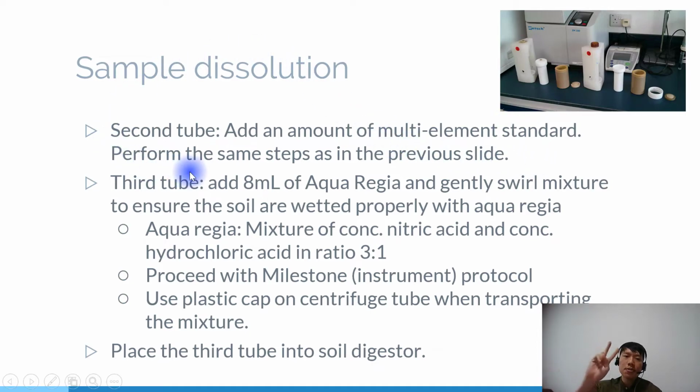Now for the second tube, you add an amount of the multi-element standards. So there are always standards given to you because you are trying to compare against the sample. Perform the same steps as the previous slide, okay? Then for the third tube, you add 8 ml of aqua regia and then you gently mix to ensure that the soil is wetted properly. Make sure every part of the soil has a bit of wetness from the concentrated acid. Aqua regia is a mixture of concentrated nitric acid and concentrated hydrochloric acid, 3:1.